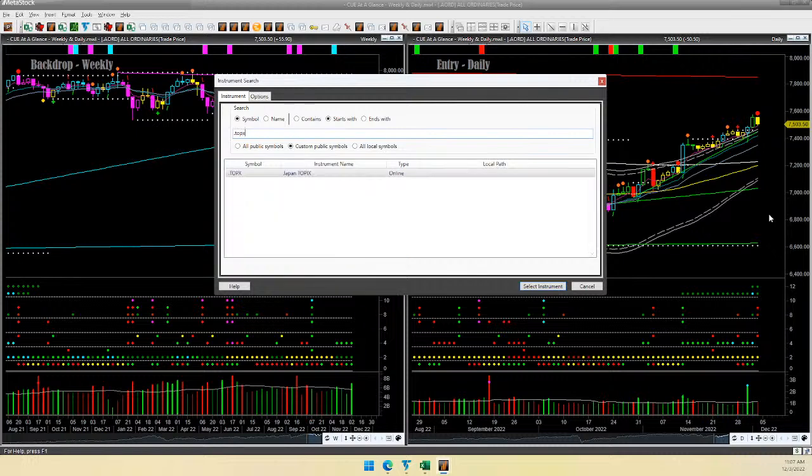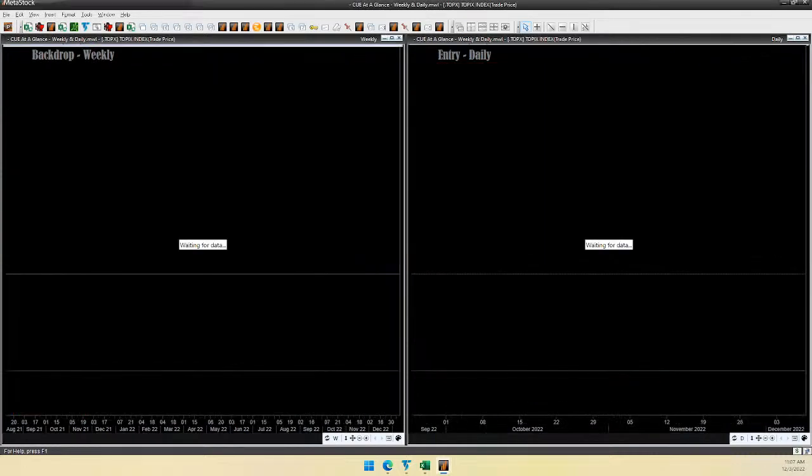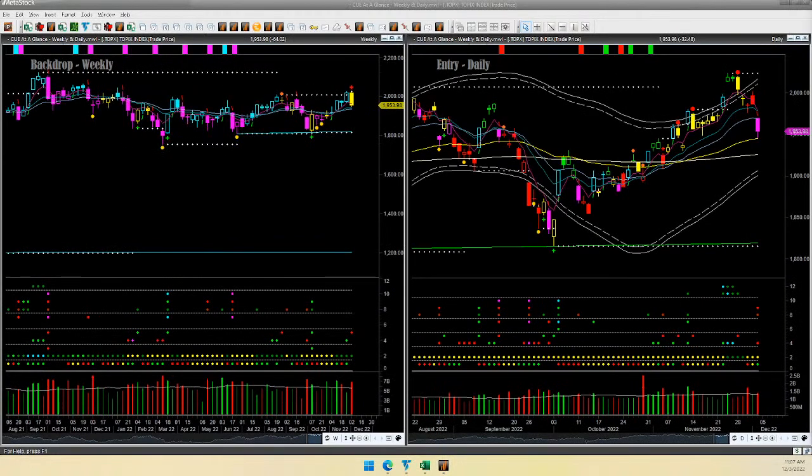Japan Topix Index. Remember the bearish headwind signal that I pointed to in All Ordinaries. That bearish headwind came in Topix right at the very top. We see how profitable once again that alert turned out to be.